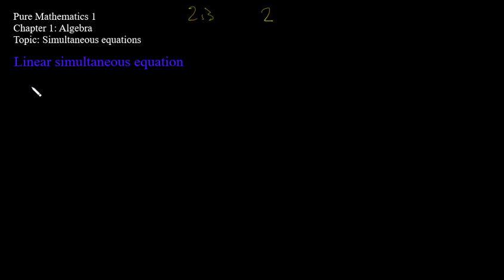Now I would like to introduce you guys 3 methods to solve a linear simultaneous equation. First of all, I have to provide a linear simultaneous equation. I have an equation like this: 4x plus y equal to 17, and 2x minus 3y equal to minus 9. The first method is elimination.